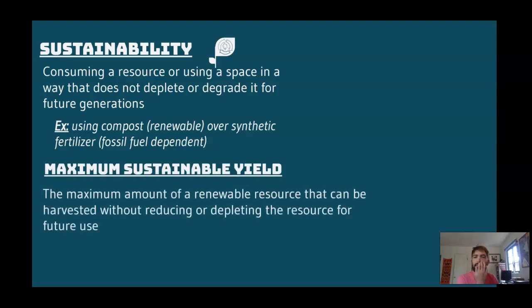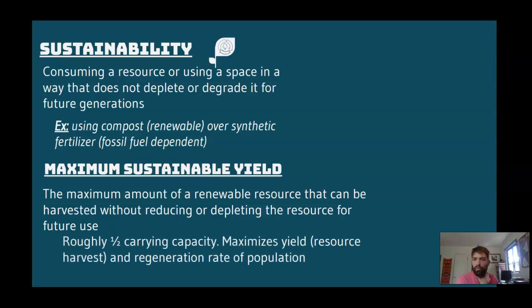So the maximum amount of a renewable resource that can be harvested without reducing or depleting the resource for future use. So if we use all of a certain resource, it's not sustainable because we can't continue to do that for the future generations, and it interrupts the ecosystem, right? So roughly 1/2 of carrying capacity maximizes yield, resource harvest, and regeneration rate of population.